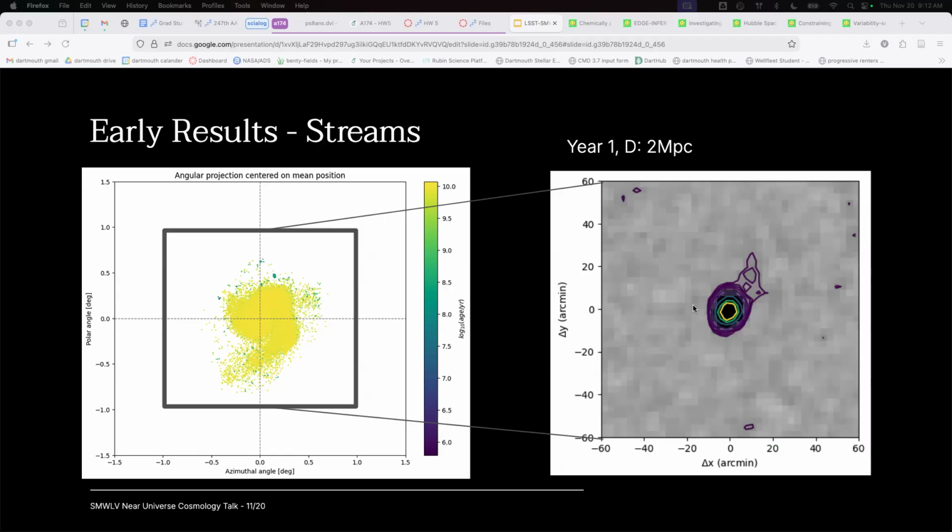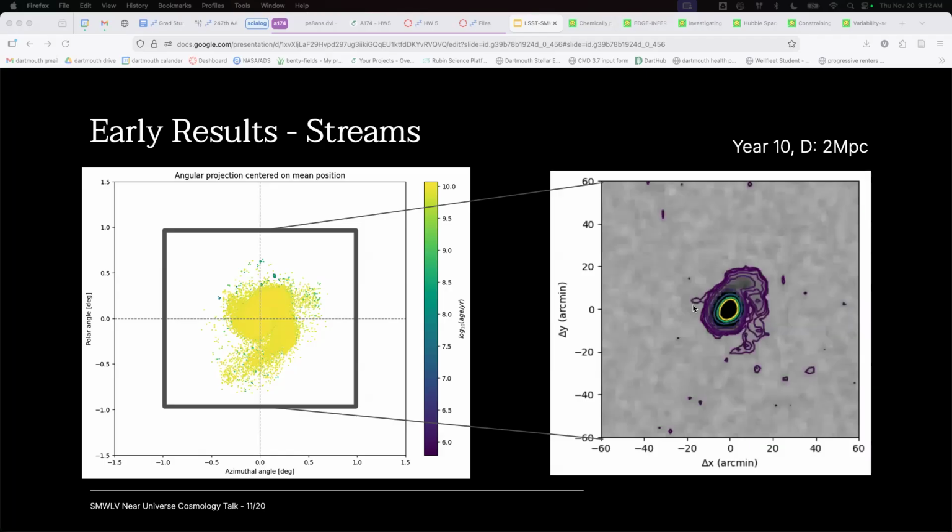There are so many more options that we can try and so many different ways that we can make these maps that it may look better. But regardless of choices, in year 10, look how great that is. Look how much that stream pops out. You even get a little hint of this spur on the side, maybe a little bit of this puffiness. Comes all the way around.